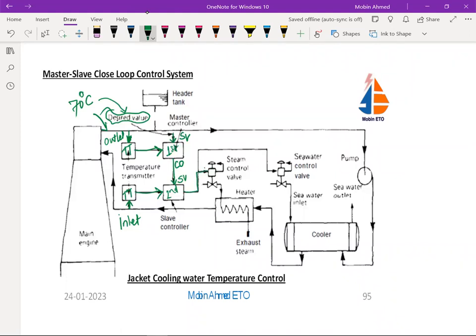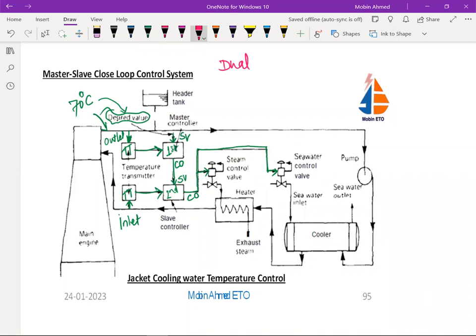Now it is going to give the output to this control valve. So this is the control output, and it is also going to give the output to the seawater control valve here. So there are the two control valves. So two control valves are given. Now this type of cascade arrangement is a cascade control or dual control.